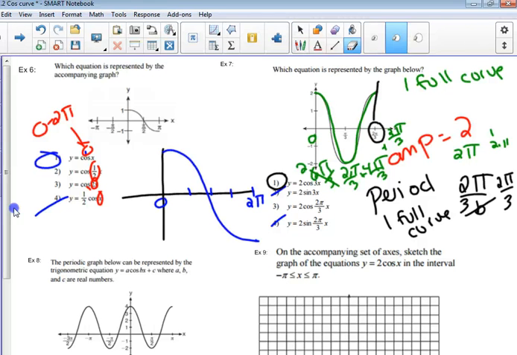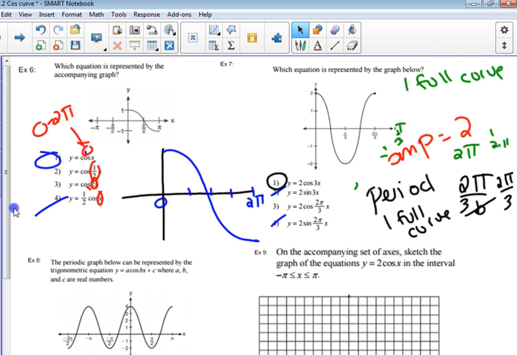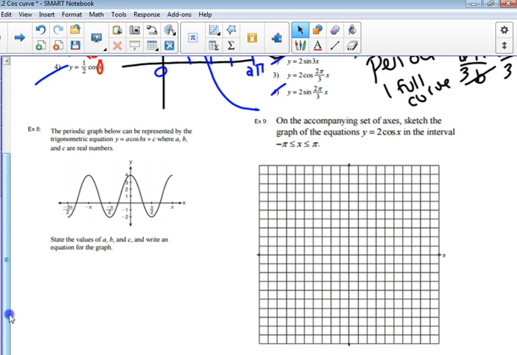They really wanted you guys to get the idea, looking at that there was one full curve and knowing that the period formula gives you the one full curve, and that if you wanted it to be 2 pi over 3, the b has to be 3. So, Julia, that was really, really good. Let's see if we can finish number 8 real quick.